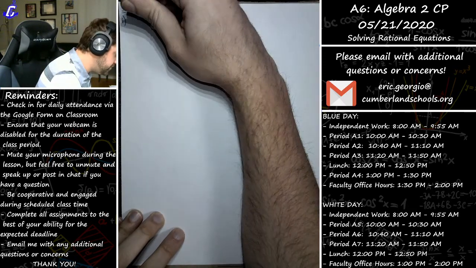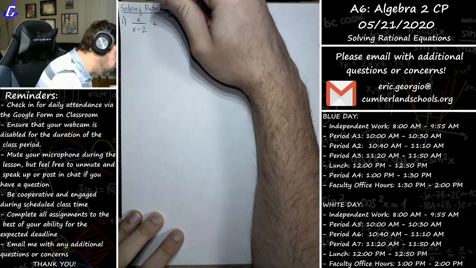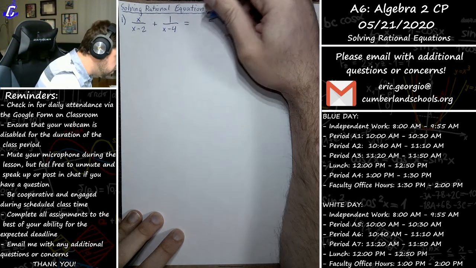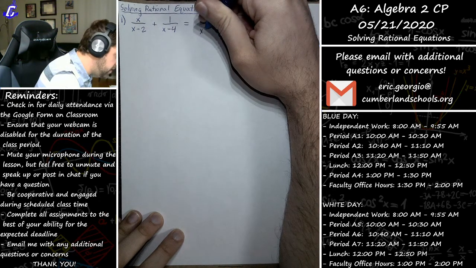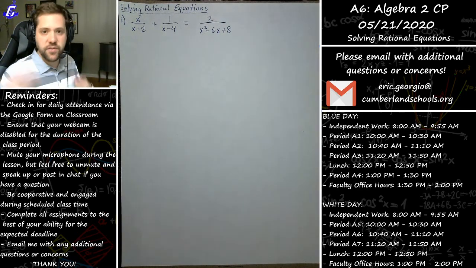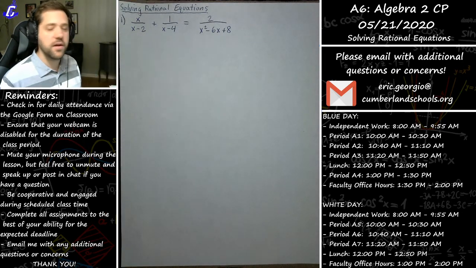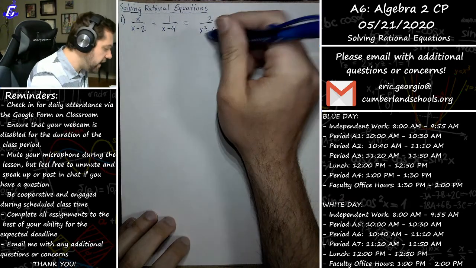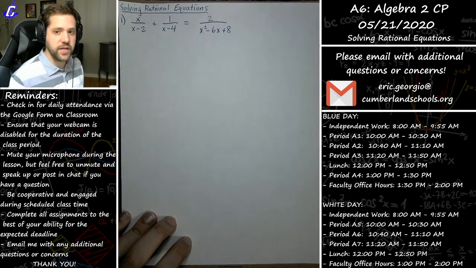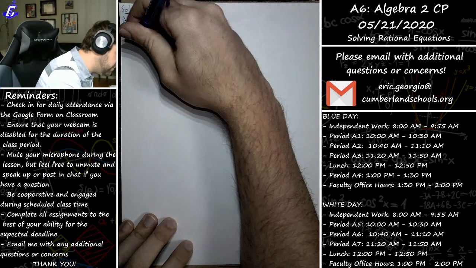It looks like this. x over x minus 2 plus 1 over x minus 4 is equal to 2 over x squared minus 6x plus 8. So this is a standard rational equation that we've seen before. No fancy tricks or funny business really going on here. What we want to do first is go ahead and factor this down. That will allow us to, number 1, identify our domain restrictions, and number 2, actually find my least common denominator. So I'm going to do that right now.